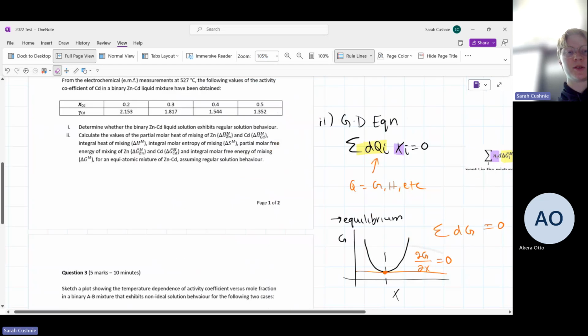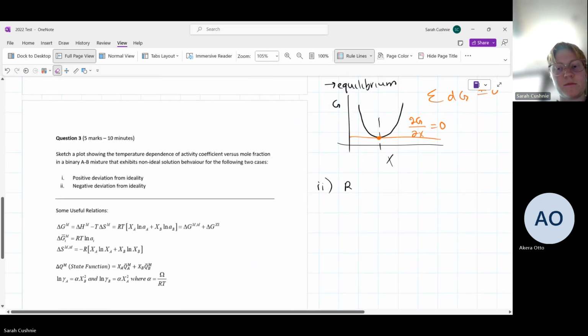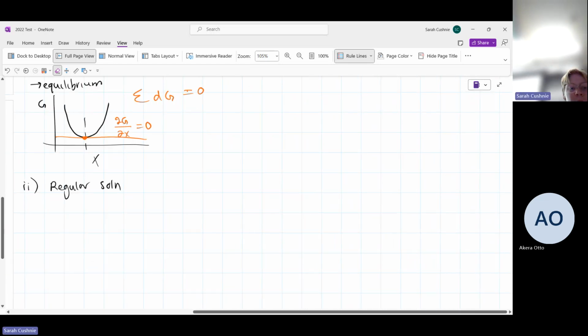Alrighty, I'm going to move on. Part 3, regular solution. So when we're talking about a regular solution, we've got to first go back to what the definition is of an ideal solution.